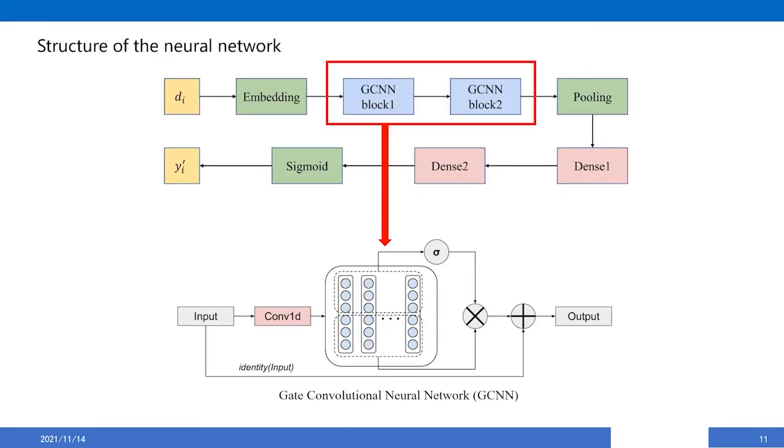The structure of the neural network is shown in this figure. First, the embedding layer is used to obtain the embedding representation of the characters, and then two GCN blocks are used to extract features. Finally, the dimensionality of the result is changed through two fully connected layers. GCN is a type of convolutional neural network, and it can better exploit GPU hardware to accelerate the training process.